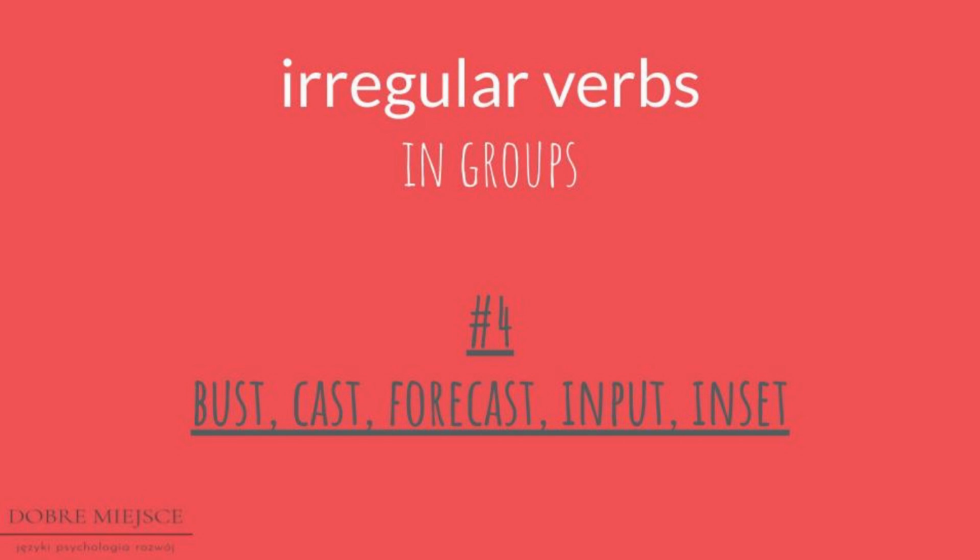Now the second verb from this list, which is cast, and the forms are cast, cast, cast. Examples in sentences. Past simple example: I cast a smile in her direction. And past participle example: he's cast a lot of smiles in her direction this morning.